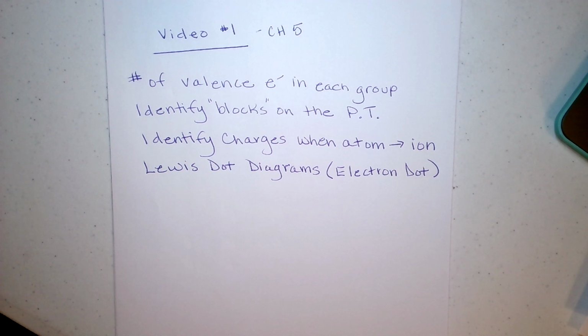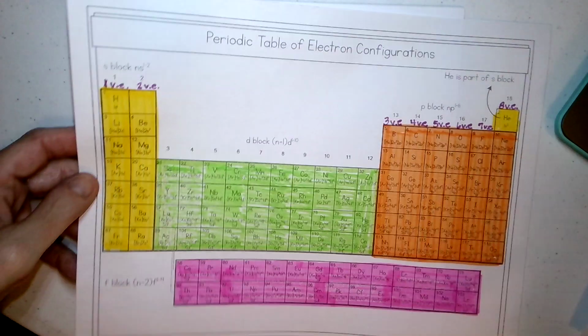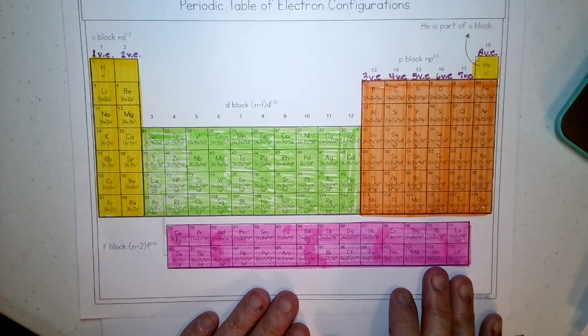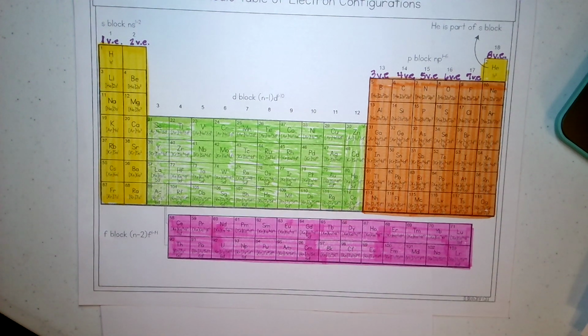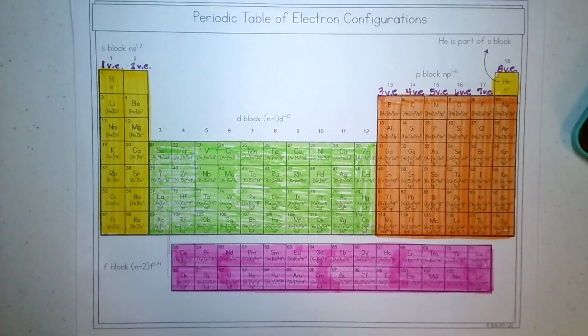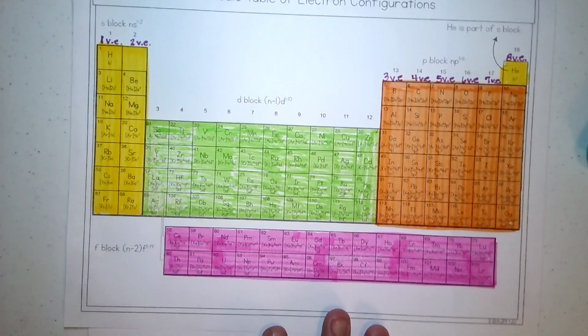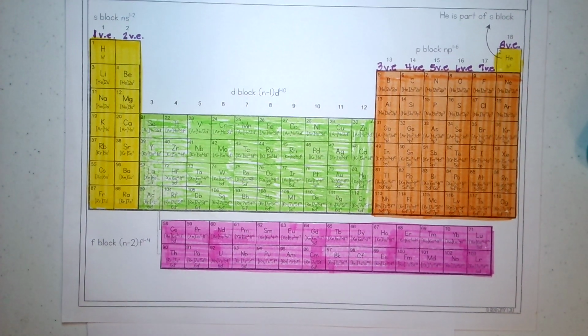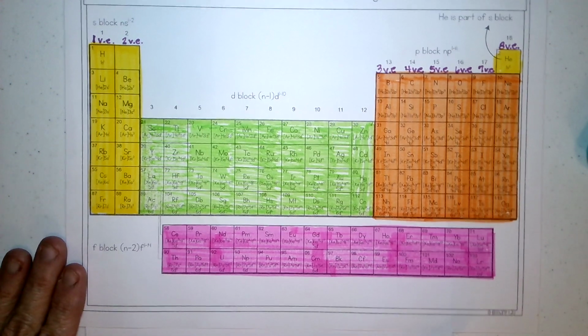All right, first, let's look at the number of valence electrons that are in each group, okay? And I have made several periodic tables that we're going to be looking at. Here's the first one. This is similar to the periodic table that I posted last week. It is shaded, showing you the different blocks that are on the periodic table, which we'll get to in just a moment. Okay, first of all, groups.